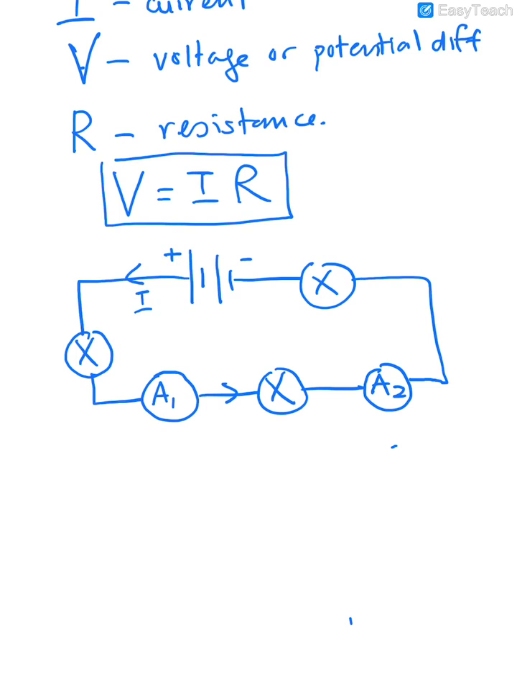In a series circuit like this, if the current here is 1 ampere, that means this ammeter will read 1 ampere, here will read 1 ampere, and when it comes back here, it will be 1 ampere. Current only has one way to flow. It doesn't split anywhere.